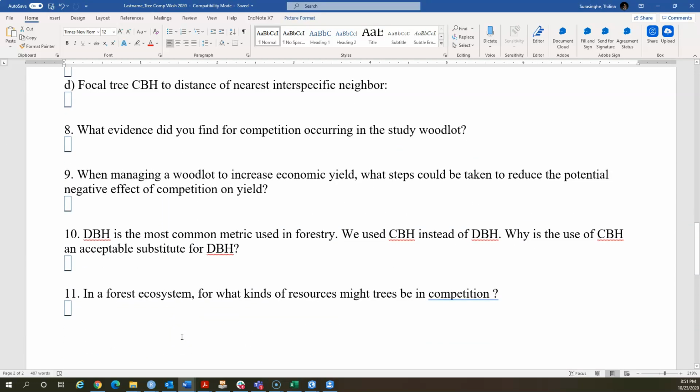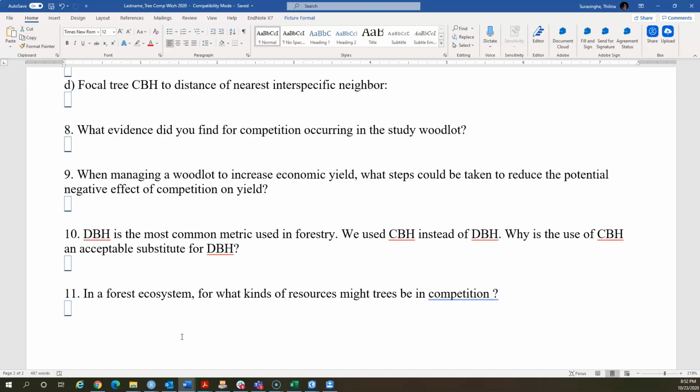And question number 8, what evidence did you find for competition occurring in the study woodlot? So this one is going to be answered based on whether two things, right? Do you have significant correlation coefficients, right? If you don't have any evidence, you are going to say, no, I do not have any evidence, right? If you do have evidence, remember, I didn't run all the data, so you might find some evidence, right? So mention you have evidence for competition. Is it interspecific? Is it intraspecific, right? And then mention based on what, right?